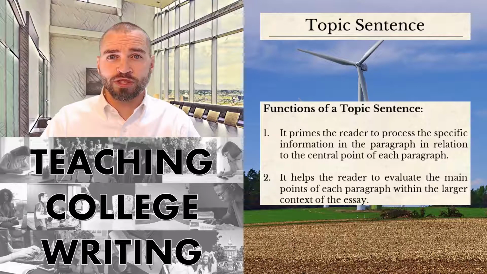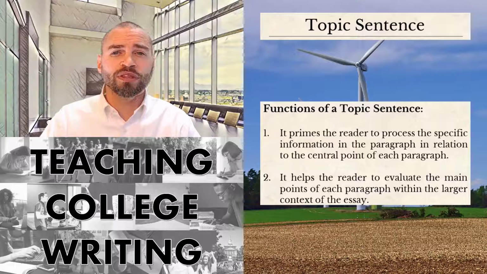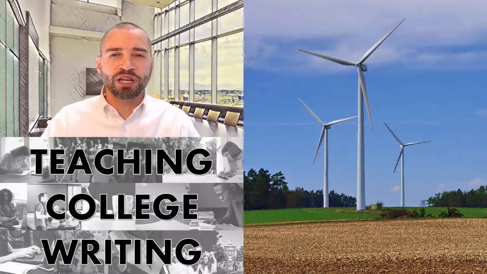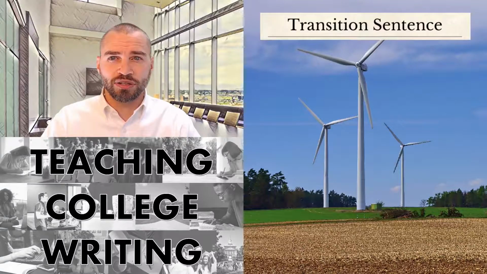The topic sentence does two vital jobs that help the writer communicate their ideas. First, it primes the reader to process the specific information in the paragraph in relation to the central point of each paragraph. And second, it helps the reader to evaluate the main points of each paragraph within the larger context of the essay. And, speaking of the larger context of the essay, I mentioned earlier that the topic sentence isn't always the first sentence in the paragraph. Sometimes paragraphs will begin with a transition sentence.